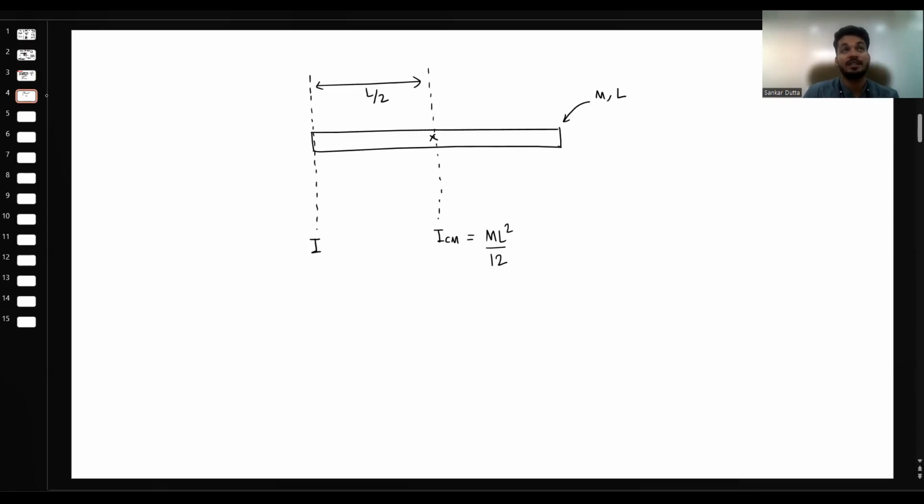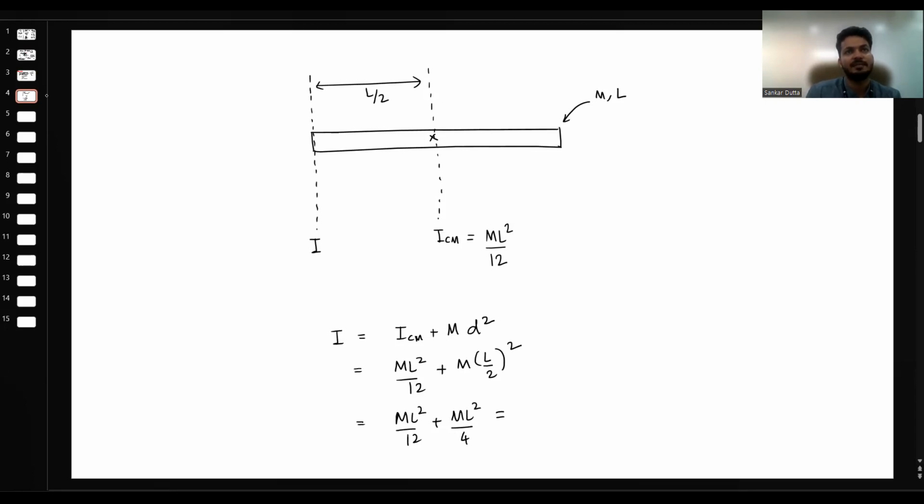Can we find it using the formula? Well, I equals ICM plus mass of the body into distance squared. So this will be what, guys? What should I put for ICM? ml squared by 12. Mass of the rod is m, and the distance between the two axes is L/2, squared. So you'll have ml squared by 12 plus ml squared by 4.